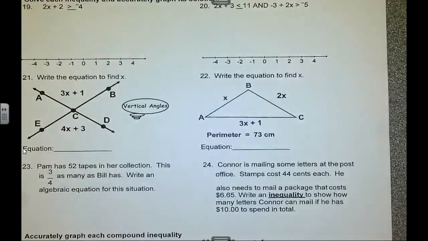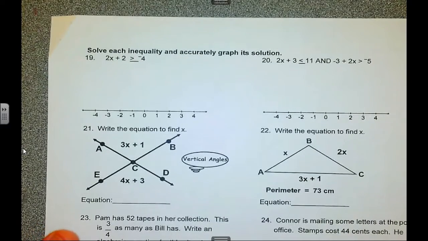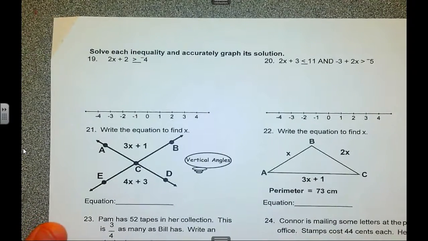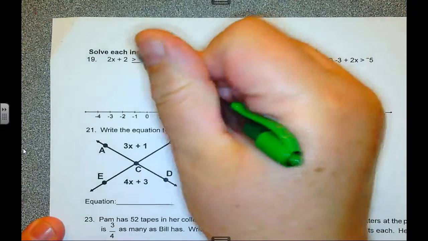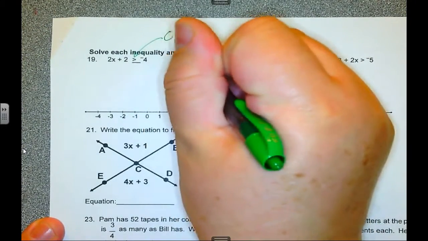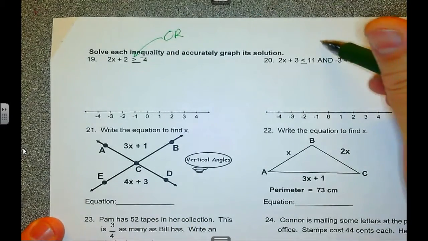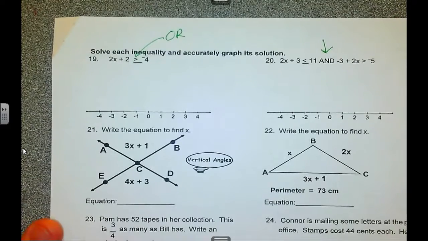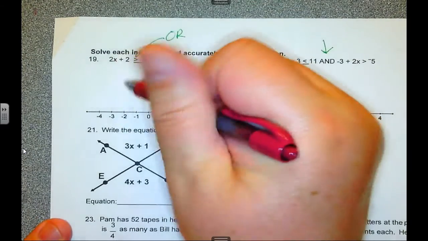All right, page 3. Inequalities. If it's greater than or equal to, what is it? Yeah, ors. Okay. In fact, they're up on the board. Number 20 is easy because they tell you it's an and problem. Okay, or, let's do 19.